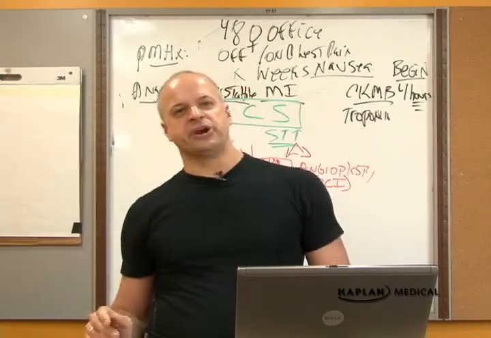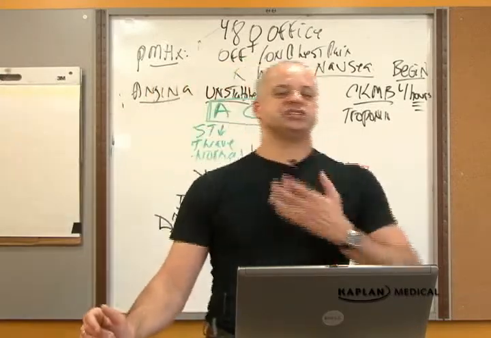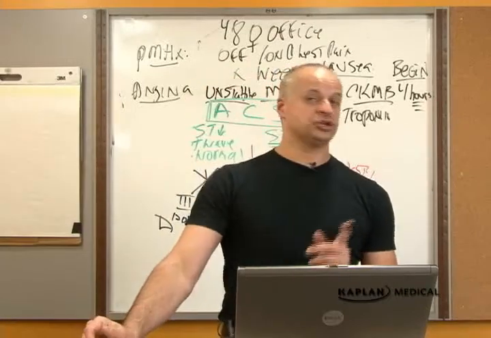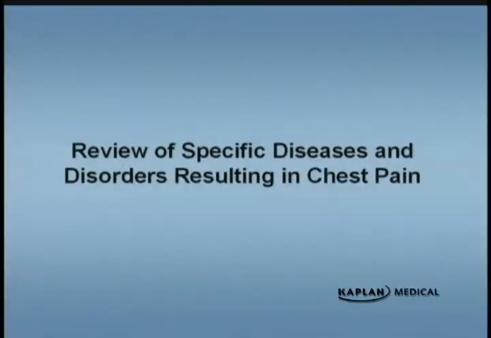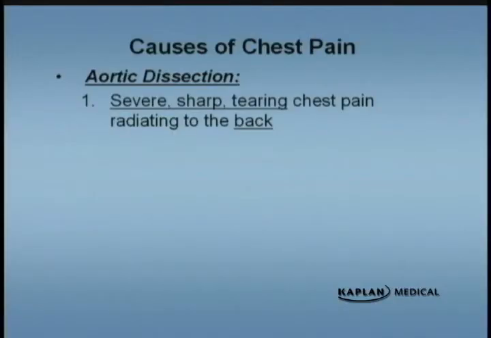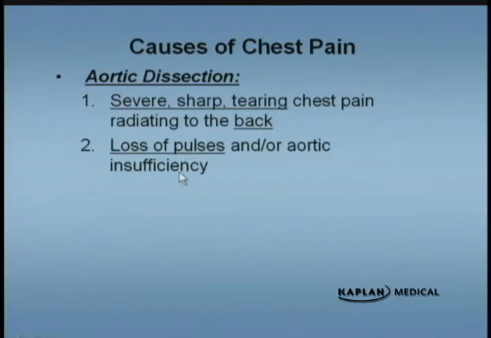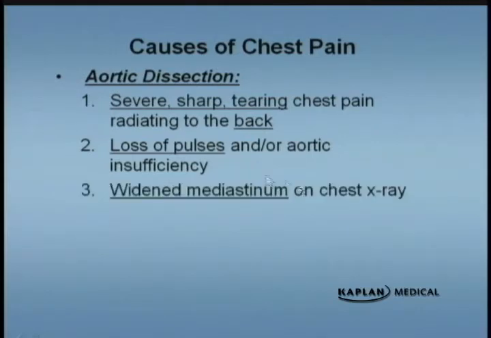Pneumothorax looks just like a pulmonary embolus. If they don't give you tracheal deviation or decreased breath sounds, you won't be able to tell a pneumothorax from a pulmonary embolus until after you get the chest X-ray. Specific diseases resulting in chest pain. The dissection, remember: sharp, tearing, radiating to the back. If it goes through one of your arteries on one side, you can lose a pulse or have a difference in blood pressure between the left and the right.